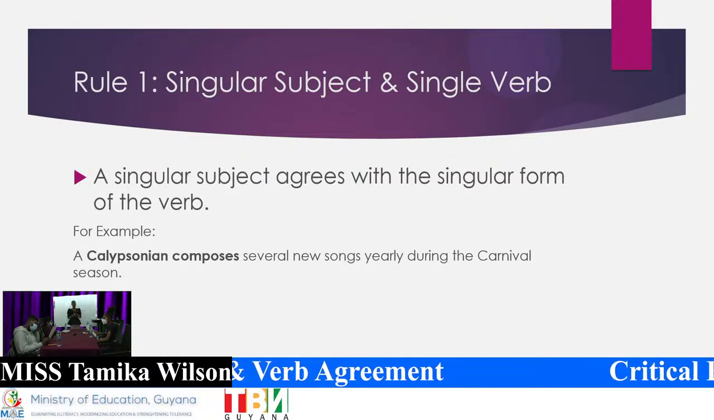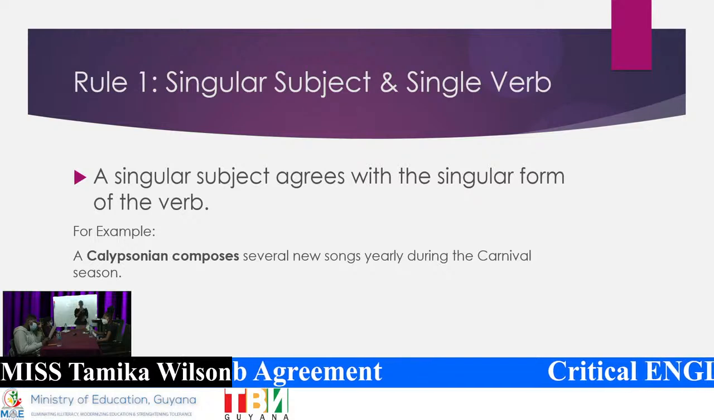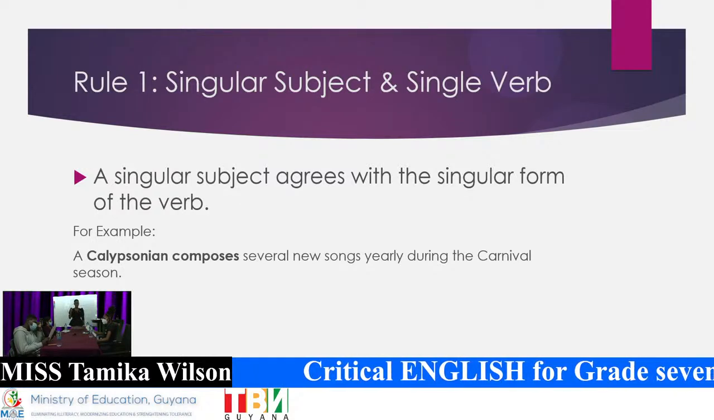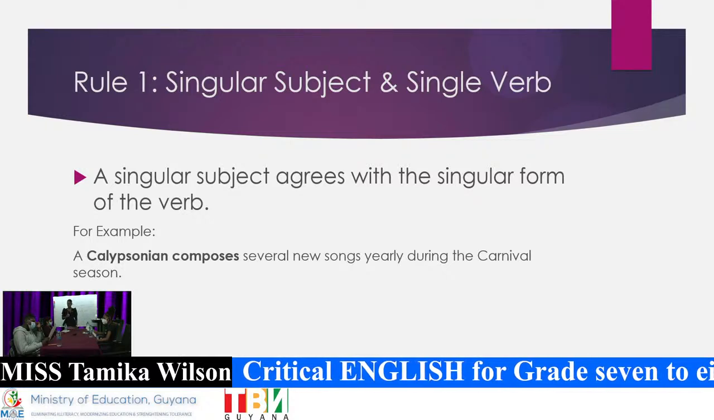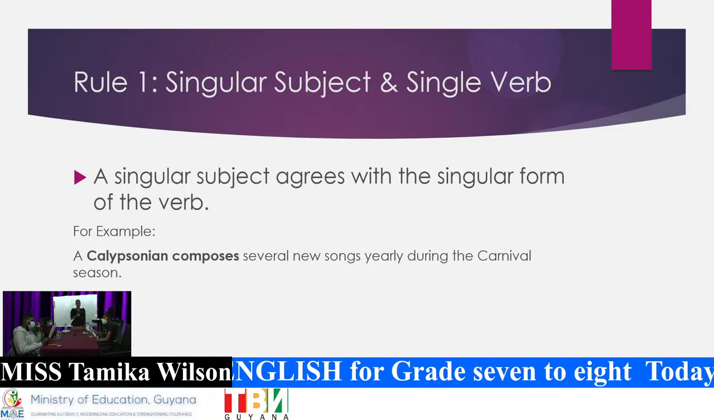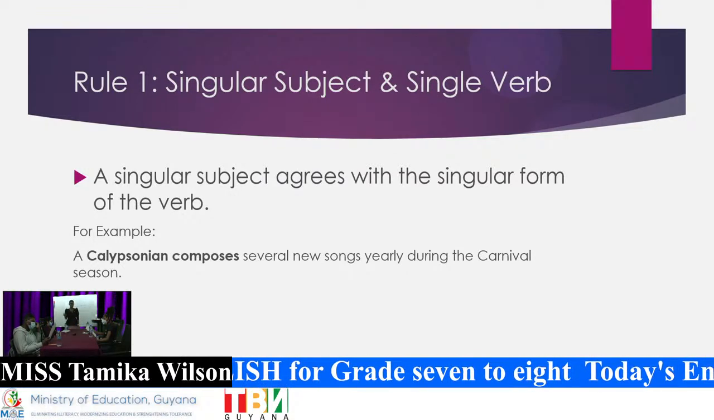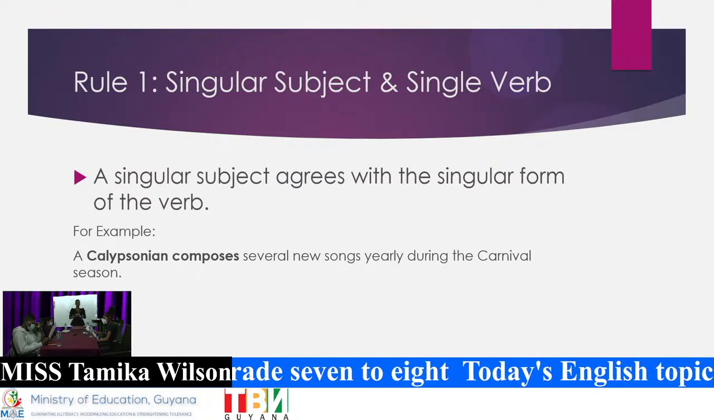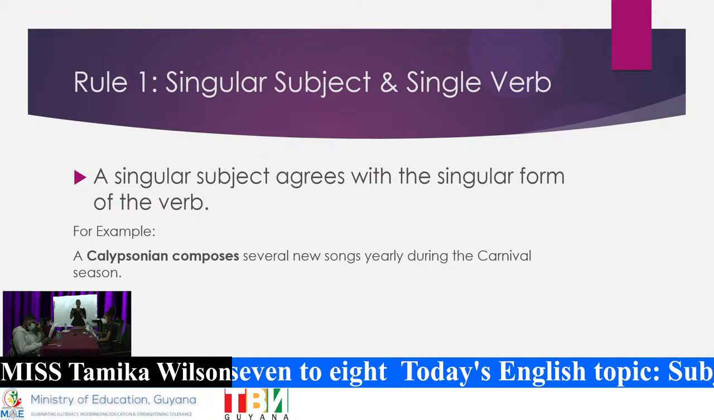Example: A calypsonian composes several new songs yearly during the carnival season. A calypsonian, how many subjects are we talking about? The number of the subject is one, and so we must use the singular form of the verb compose, and the singular form of the verb compose is composes.